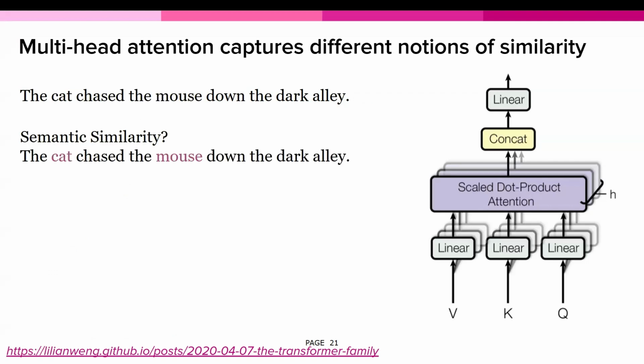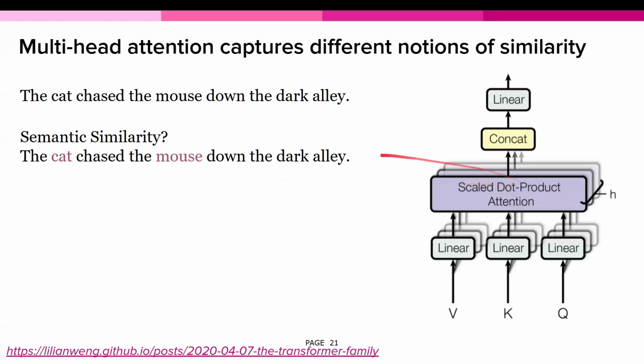So we could imagine semantic similarity. So this would cause cat and mouse to attend most strongly to each other. Like a cat is a little bit like a mouse in the sense that they're both animals. They're mammals even.